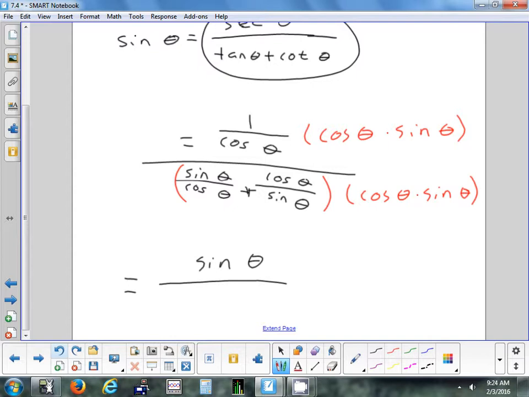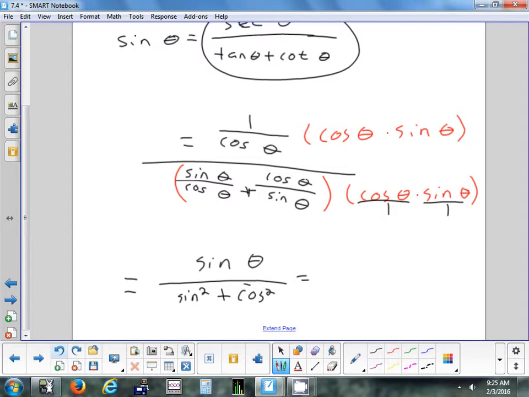Cosine. Yeah, you're going to get sine squared in the top. And then the cosines would cancel out because this cosine is in the bottom. Think of it like that. That cosine is in the top. If you did that to the second fraction, what would cancel here? Sine. Yep, sine in the bottom, sine in the top. And you're left with cosine times cosine, which is cosine squared.